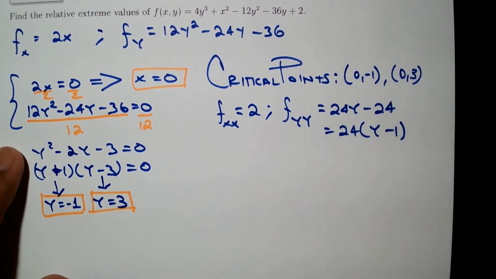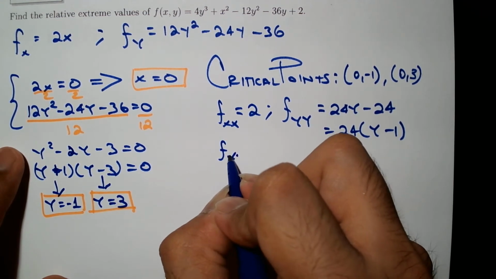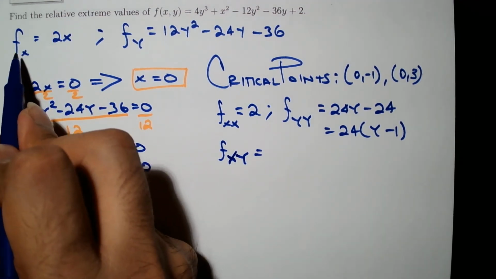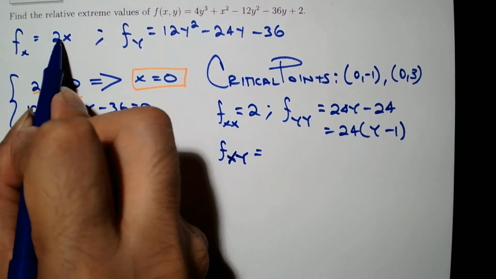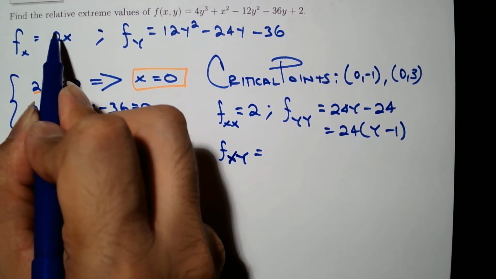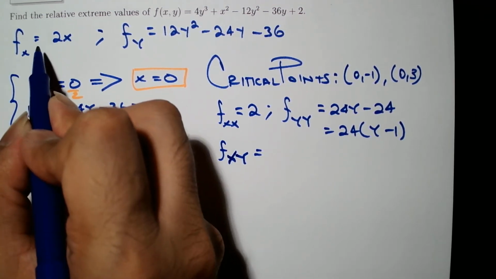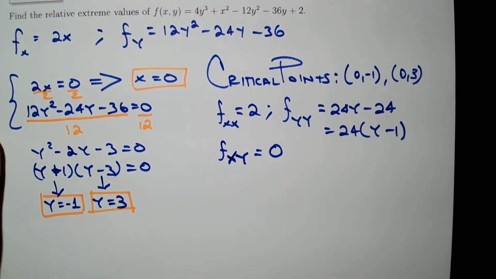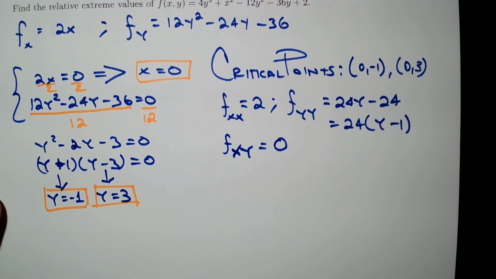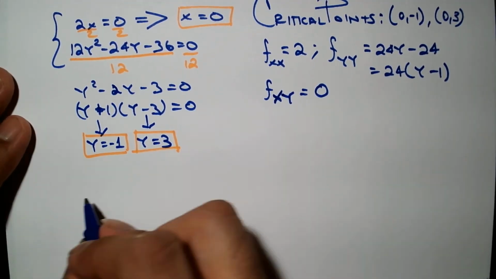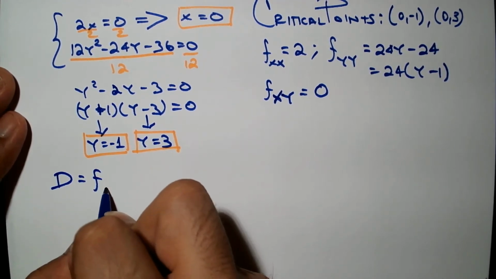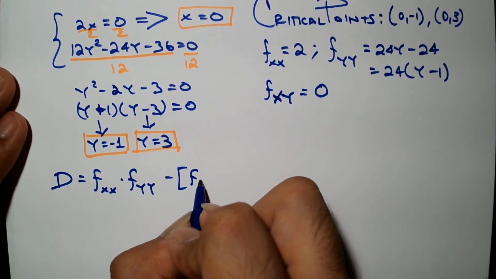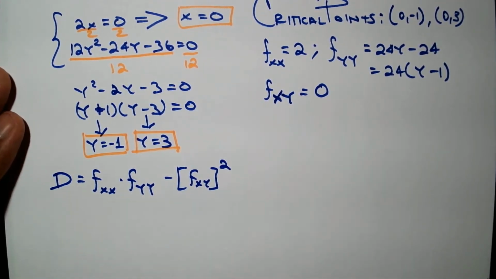And then I need a third partial derivative, which is first with respect to x and then with respect to y. We take the first derivative with respect to x, we get 2x. Now we take the derivative of this with respect to y, but it depends only on x, so this will be 0. So now let's evaluate the quantity D, which is fxx times fyy minus fxy quantity squared.